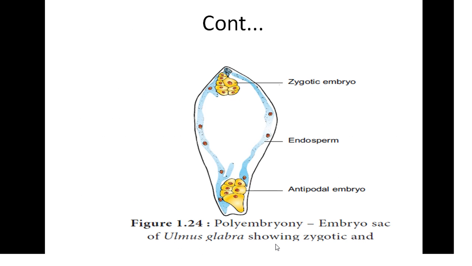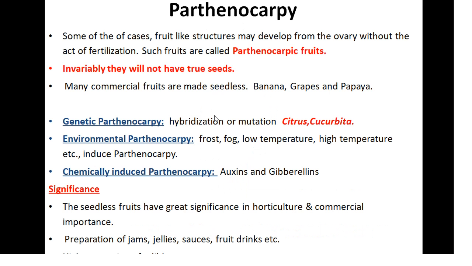Okay, next, this is just a diagram, that's all. So polyembryony, if you see, it is an embryo sac. Here we see the zygotic embryo, this is endosperm, and the endosperm has some nuclei. Antipodal embryos, there are some different types of embryos. This is polyembryony. Example, Ulmus glabra showing the polyembryony.